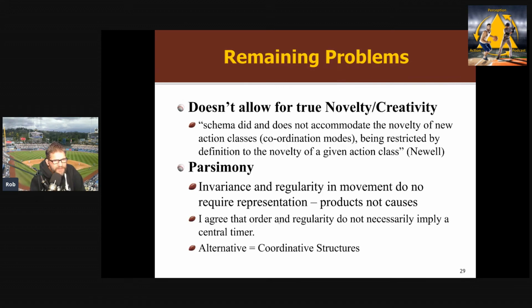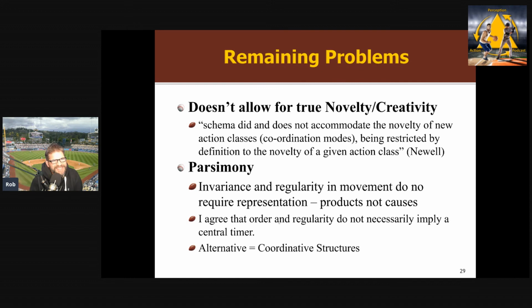Some of the other problems: even though the novelty problem is solved, we can generate movements we never generate. It doesn't really allow for true novelty or creativity, right? So schema does not accommodate new action classes or completely different coordination modes. This is a quote from Newell: the only thing we can generate new are within the action class.